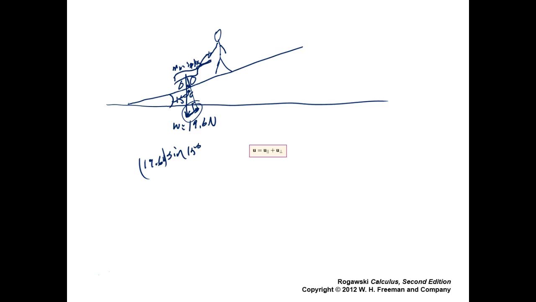Times the sine of 15 degrees. This seems too big. 5 point what? 0.07 newtons. Okay. How did they do in the book? They got 50.